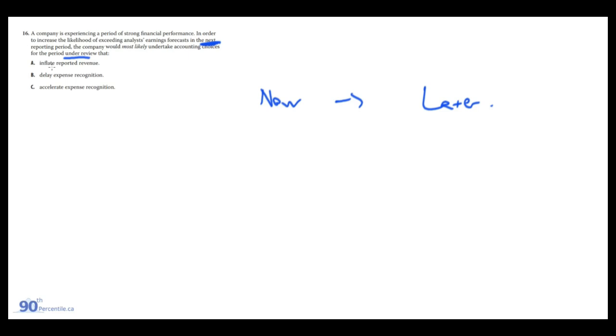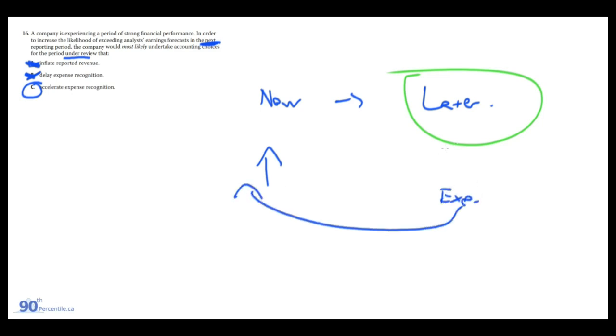So what would they most likely do? Would they inflate reported revenue? No, because that'll be reported now, but we need to make ourselves look better later. And would we delay expense recognition? No, because then we would have more expenses later, so that wouldn't be good either. We would actually accelerate expense recognition because we would have more expenses now, or essentially shifting expenses from the later period to today, so that our later period, like next quarter or whatever, looks better.